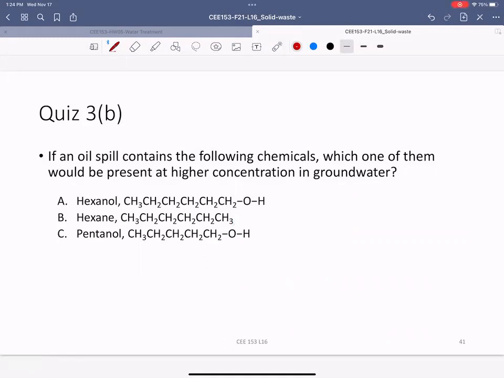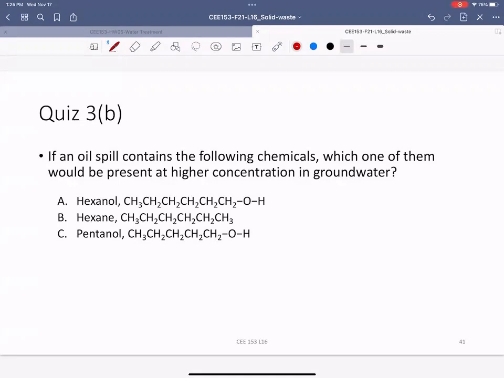Now I ask you another question, but now you check what's missing here. If an oil spill contains the following chemicals, which one of them would be present at higher concentration in groundwater? So first of all, the number of carbon is a factor as well as the functional group. So if you see between these two, A and B, okay, why am I answering the question?